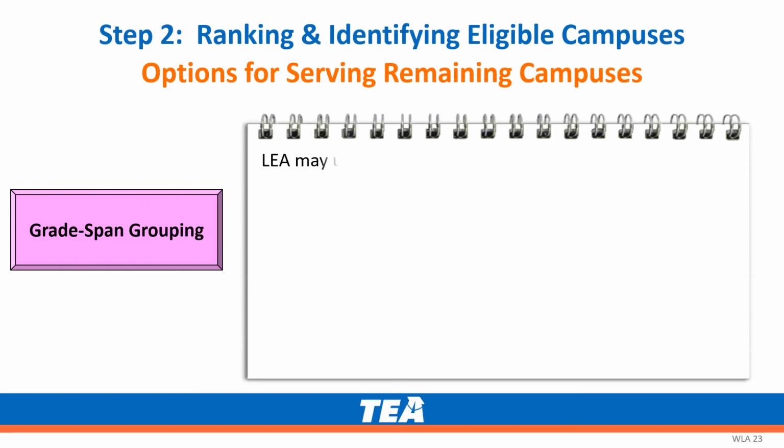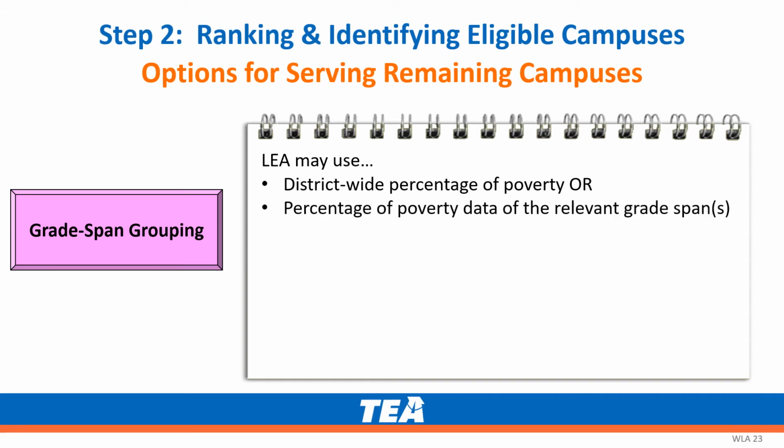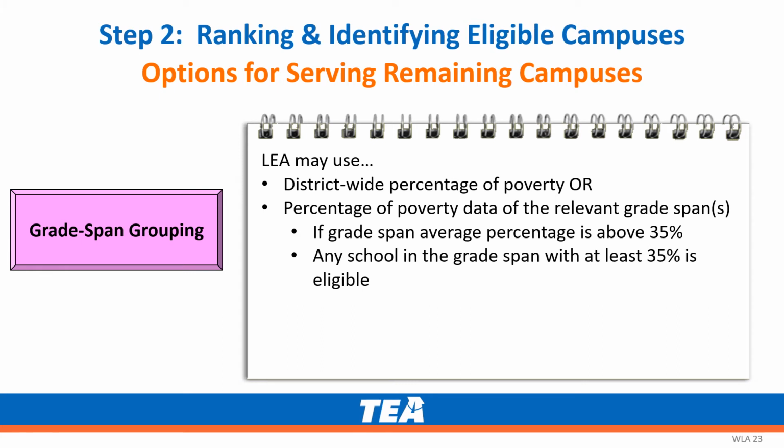Now let's take a look at the grade span grouping option. In addition to the district-wide ranking method we looked at earlier, an LEA may determine eligibility within grade spans and choose which grade spans to serve. In doing so, the LEA may use its district-wide poverty percentage or the percentage of poverty data of the relevant grade spans. If a grade span poverty percentage is above 35%, the LEA may also identify as eligible any school with a poverty percentage of at least 35%.